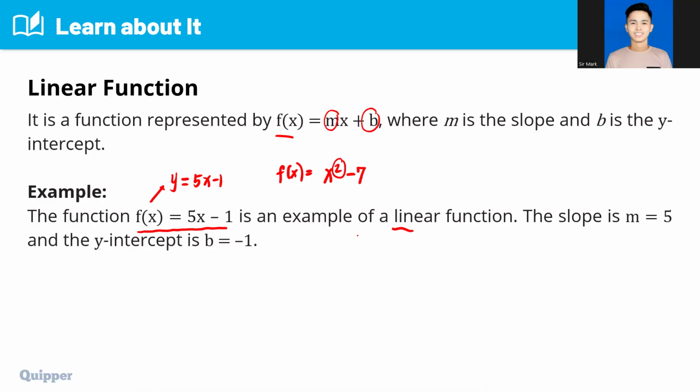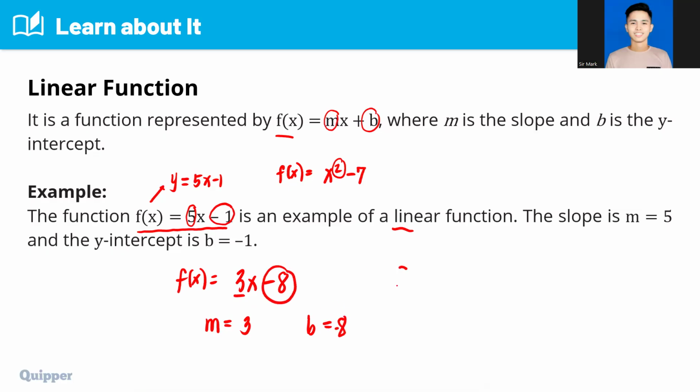Now, the slope in the given function is 5. We have 5 here, and the y-intercept is -1. So if you have the operation subtraction, that means that the constant 1 has the sign negative because of the subtraction symbol. So if you have f of x equals, let's say, 3x minus 8, our slope represented by small letter m is the numerical coefficient of x. So that is the number beside x. So we have 3. And our y-intercept represented by small letter b is the constant -8.